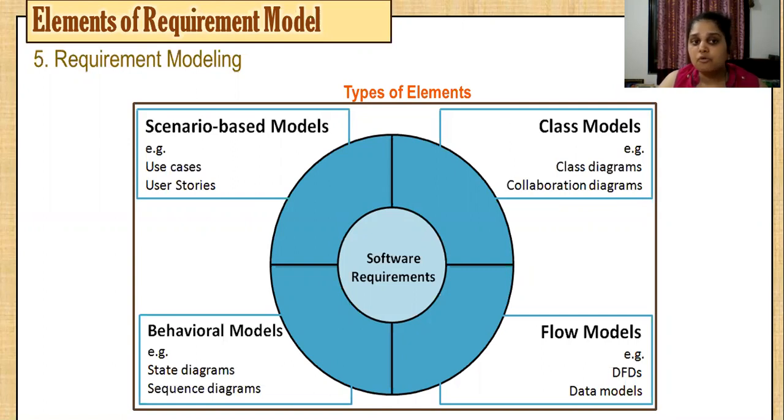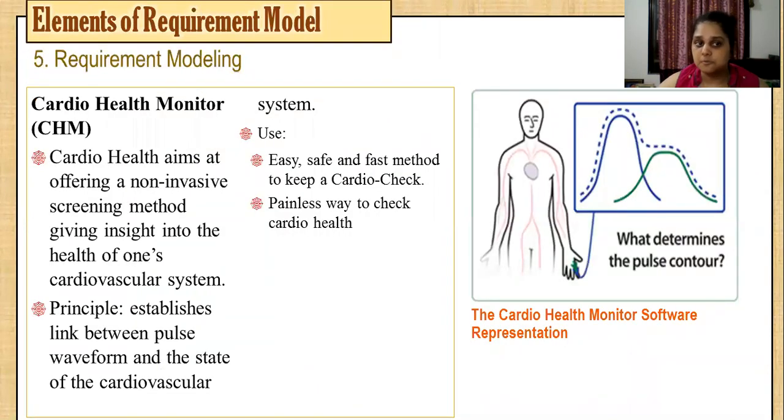If we take an example of library management software, then issuing a book is the way a librarian is interacting with the software. So you can say that it is a kind of scenario or a kind of use case. So this we will be covering in scenario-based models. But before we move into details, I would like to explain all the diagrams, scenario, class, flow and behavior, using a single system. So first it is very necessary to understand that system.